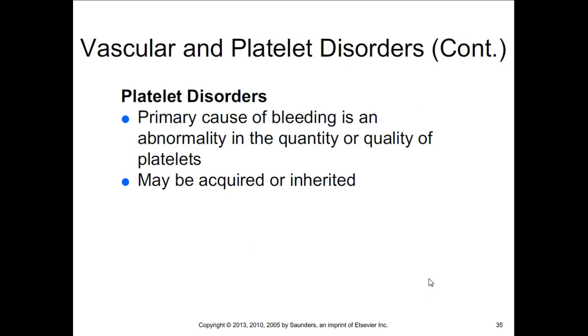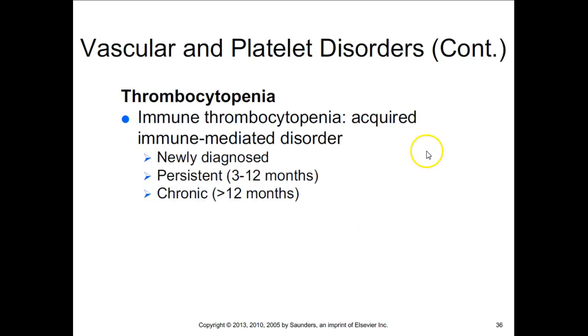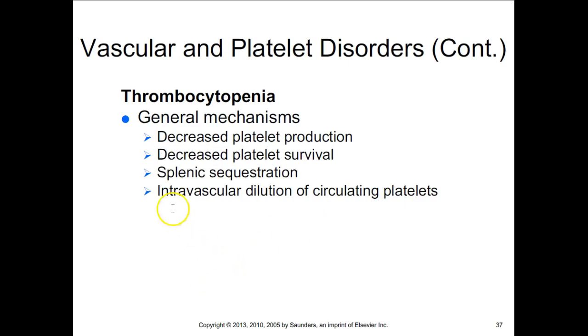So other platelet disorders can lead to or appear as an abnormality in the quantity or quality of platelets, right? So maybe acquired or inherited. Thrombocytopenia is acquired, and it's usually an immune-mediated disorder, right? So it is basically going to be either persistent, newly diagnosed, or chronic, which is over 12 months. So you can see thrombocytopenia is a low number of thrombocytes. So you have decreased production or decreased platelet survival.